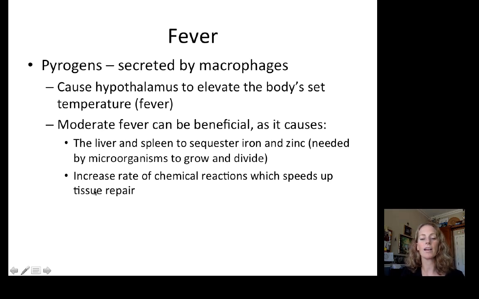Excessive fever, however, I should have written that on here. Excessive fever can be harmful because what happens to enzymes when temperature goes too high? Right, enzymes are proteins, so the word I'm looking for is denature. So enzymes denature when temperatures are high.